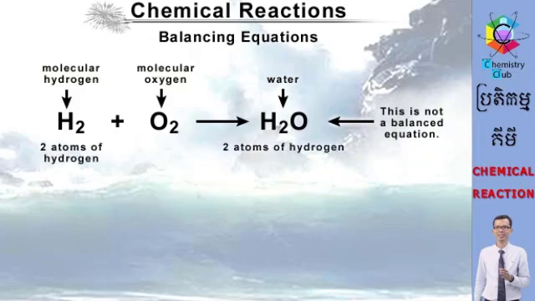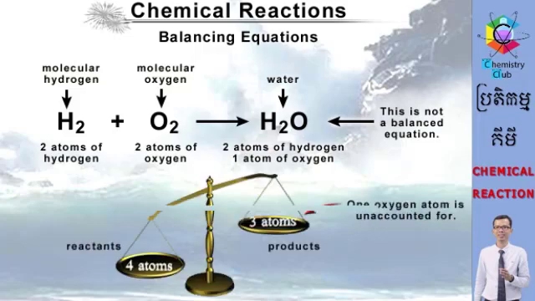While there are 2 atoms of hydrogen on both sides of the equation, there are 2 atoms of oxygen on the left side and only 1 atom on the right side. This means that 1 atom of oxygen is unaccounted for. Since matter is always conserved, this is an unacceptable situation. Fortunately, however, a method has been developed to reconcile this and balance the equation.